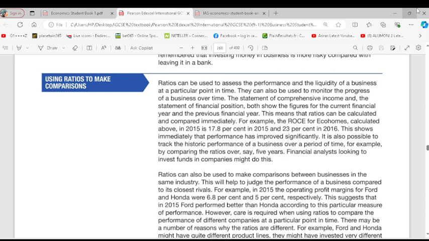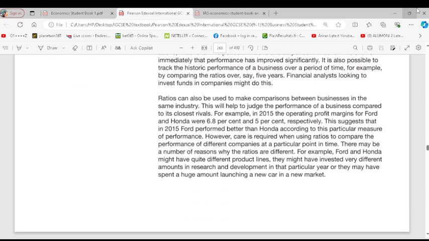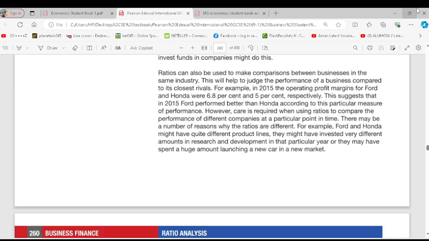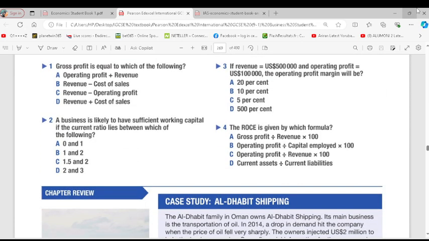The second paragraph: ratios can also be used to make comparisons between businesses in the same industry. Another usage of ratio analysis is that you can use it to measure your business against your competitors, how well you are doing compared to them. The first thing about ratio analysis is that you can use it to measure the performance of a business. You can also use it to measure the extent of liquidity of the business. Another point is comparing your business with those of your competitors. Is it clear? Any question about that? So that ends chapter 31.